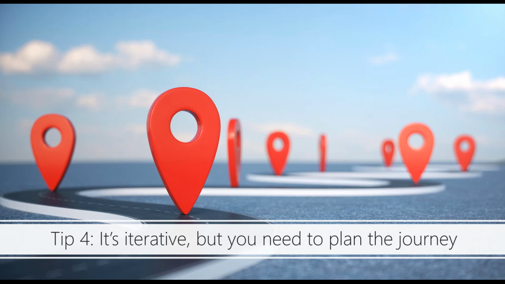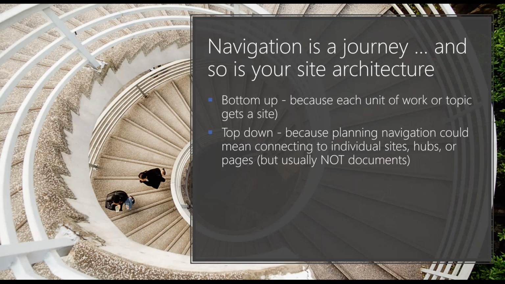So, all right. So you need to plan the journey of your intranet. And one of the ways we do that is with navigation. So navigation is a journey, and so is your site architecture. And as you're defining the architecture of your intranet, remember that to design in an effective way, we're going to do a little top down, because planning and navigation might mean creating hubs and connecting sites, but we're also going to have to do a little bottom up, because in the world of modern intranets, the world is flat.